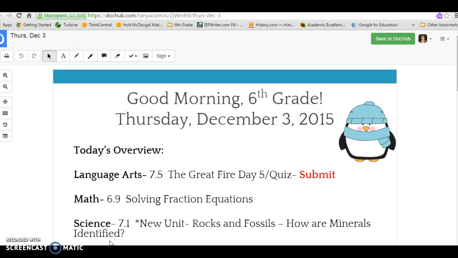In math, you are solving fraction equations. With solving fraction equations, it's just like solving equations with whole numbers, only this time you have to apply your knowledge of fractions in order to add, subtract, multiply, or divide fraction equations. Remember, we do the inverse operation to both sides in order to figure out what the variable stands for.